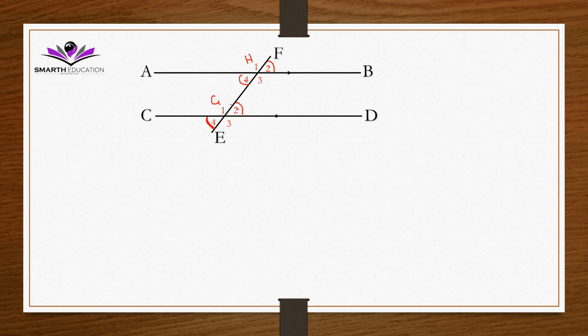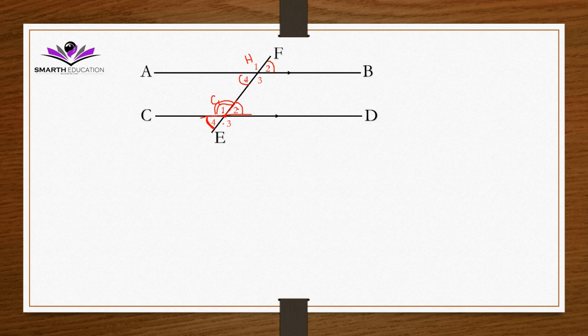Now, what can you say about G1? G1 and G2 are adjacent angles on a straight line, isn't it? So they are supplementary. They add up to 180 degrees. If you check, they have a common vertex and a common arm. They are adjacent angles on a straight line, right?